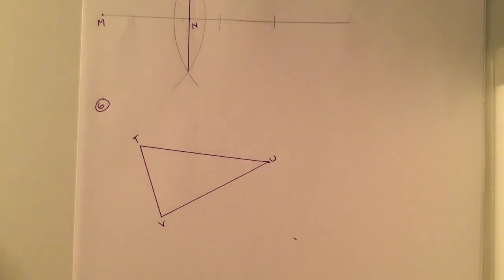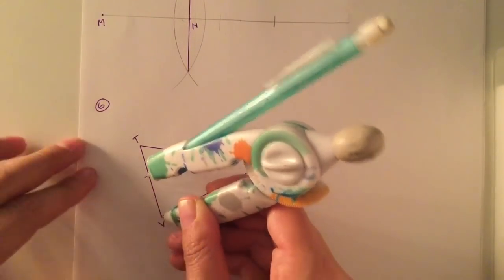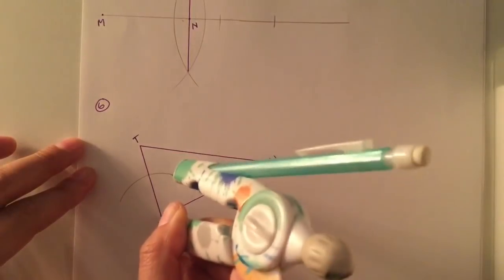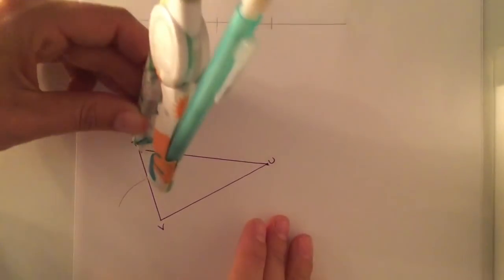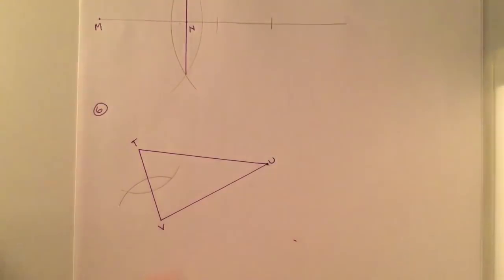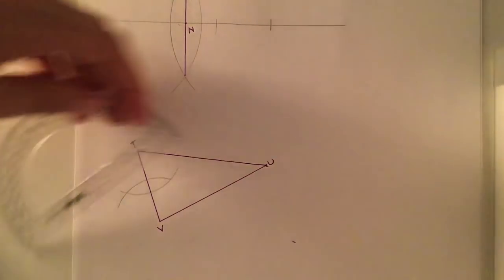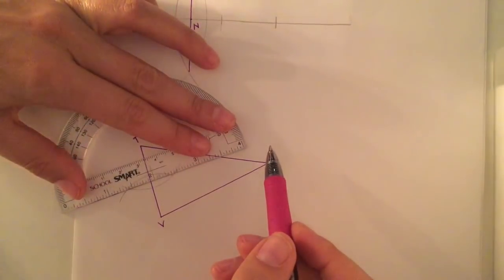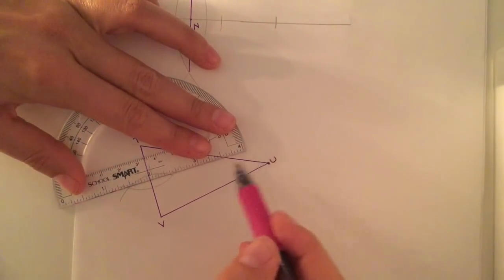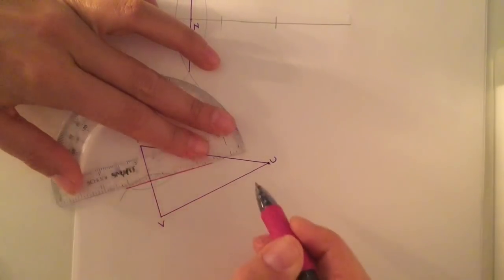And then I'm going to construct the perpendicular bisector of each side. So put my compass point on V, open it more than halfway, draw an arc, keeping the same compass setting, compass point on T, draw an arc, and we have our first perpendicular bisector.